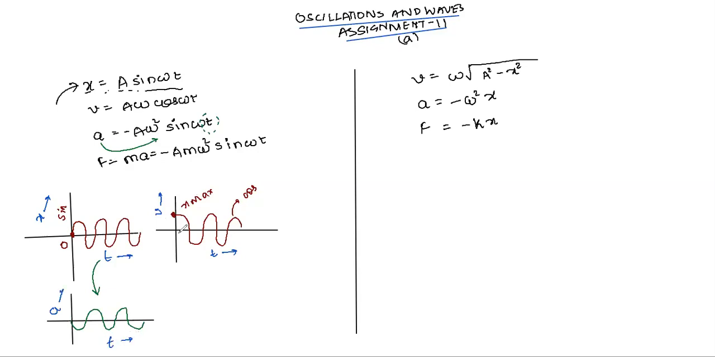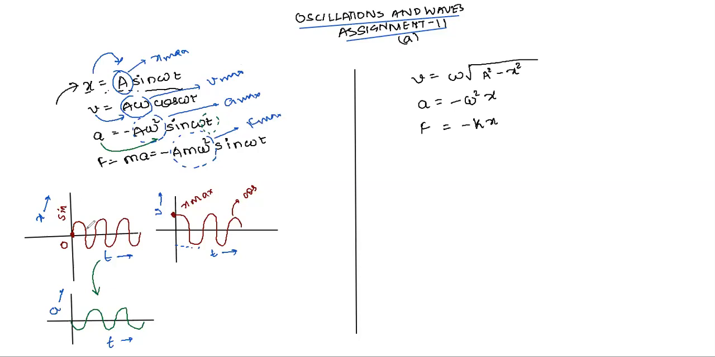Also, please note that in graphs you may be given maximum values. See here, this is the maximum value of x. A omega is the maximum value of velocity. A omega square is the maximum value of acceleration. M a omega square is the maximum value of force. Please note this, class. These are the maximum values. Note it in the notebooks.